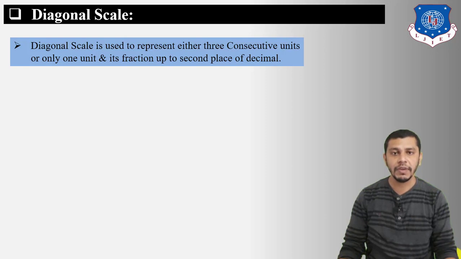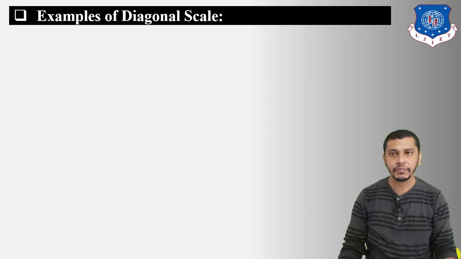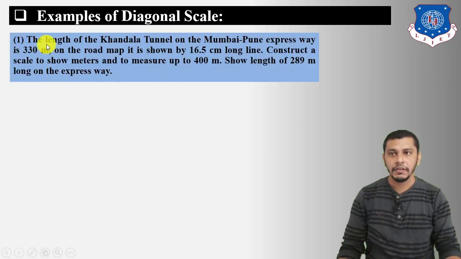So right now we have 3 consecutive units. So if we want to show on this scale 3 consecutive units, we have to use the diagonal scale. It is not possible to show 3 consecutive units in the plane scale. So let us take an example to understand the diagonal scale properly. So this will be the first example of the diagonal scale.